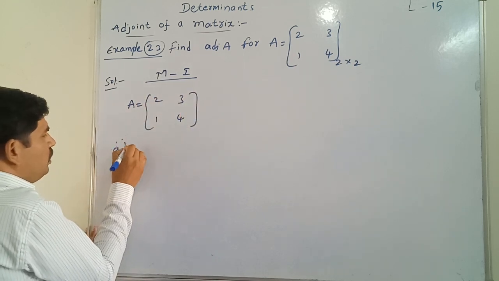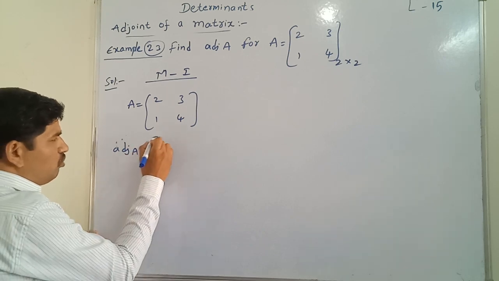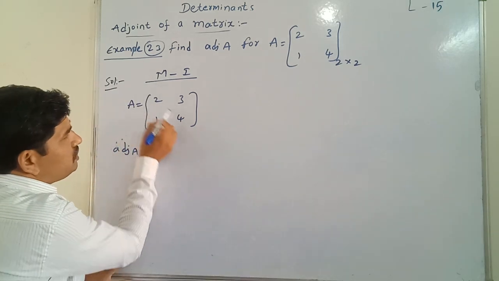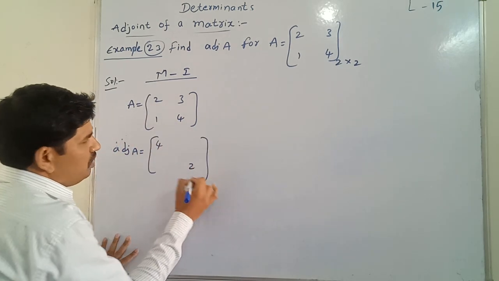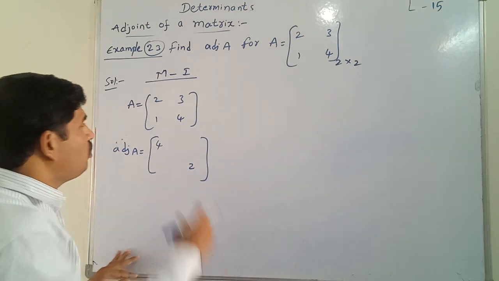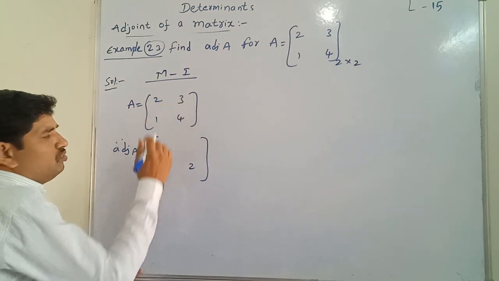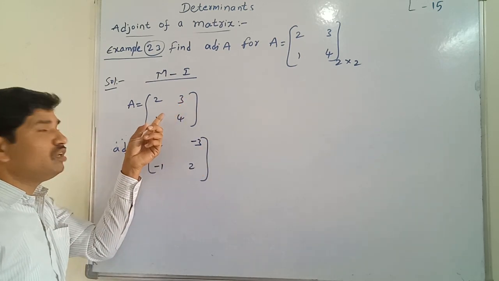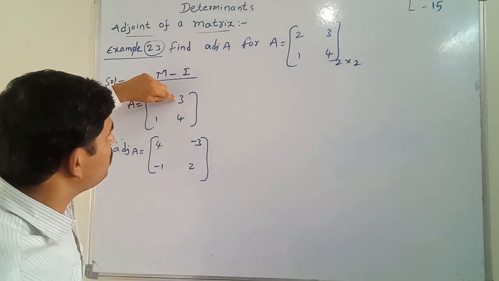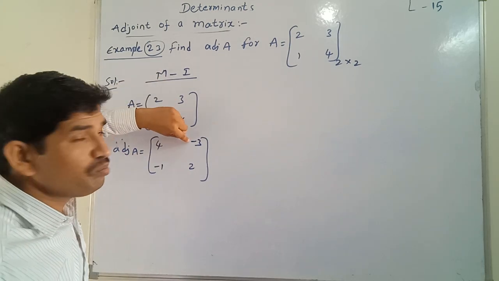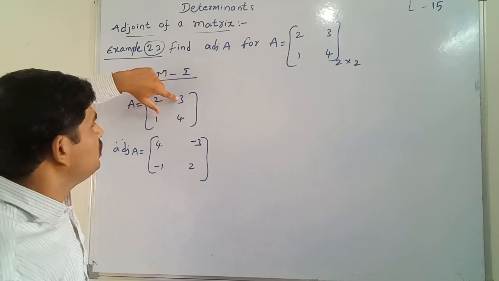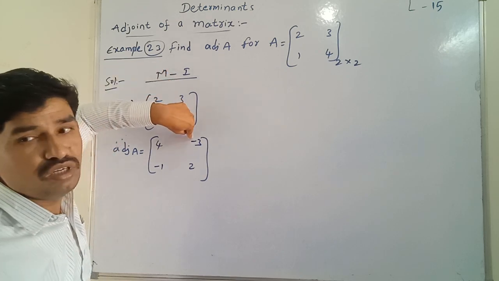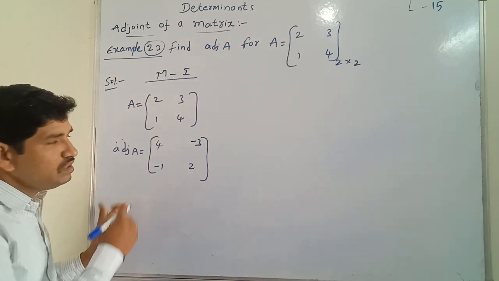Now I am writing the adjoint here. We know how to write the adjoint, just now I told the formula. What we have to do first is interchange the places of 4 and 2. First is completed, and second, we are changing the sign of these two, means minus 3 and minus 1. Some students will ask, sir, suppose there is a plus or minus, what will we write? If there is a minus 3, we have to write plus 3, because we have to change the sign. If there is a plus 3, you have to write minus 3. This is the adjoint A. This is the solution, that's all.